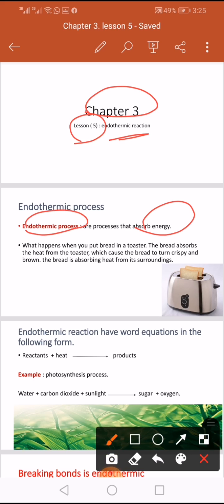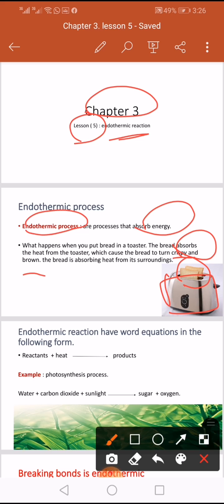For example, look at this picture. This is a toaster. Inside it, there is a toast. What happens when you put a bread or a toast inside the toaster? The bread will absorb the heat from the surrounding or from the toaster, and the bread turns crispy and brown. The bread is absorbing heat from its surrounding.